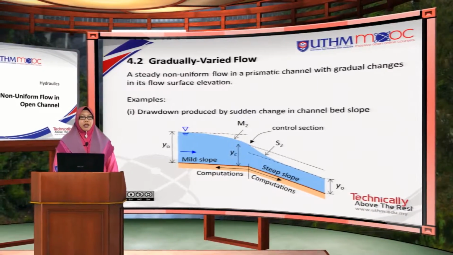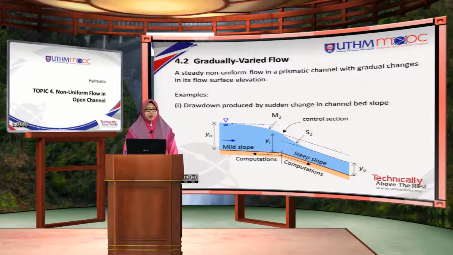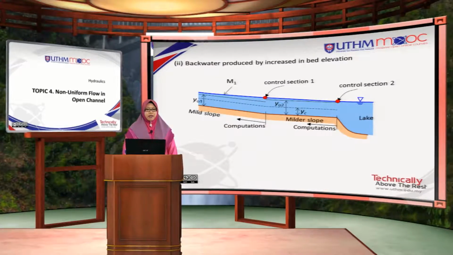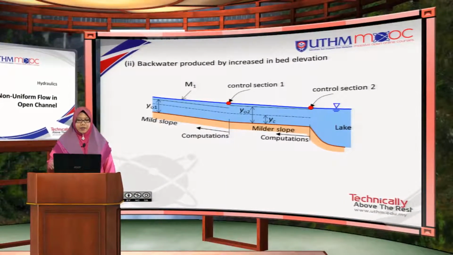Okay, gradually varied flow can be defined as a steady non-uniform flow in a prismatic channel with a gradual change in the flow surface elevation. An example here is the drawdown produced by a sudden change in channel bed slope. And for the backwater produced by an increase in the bed elevation, we can see from this figure.